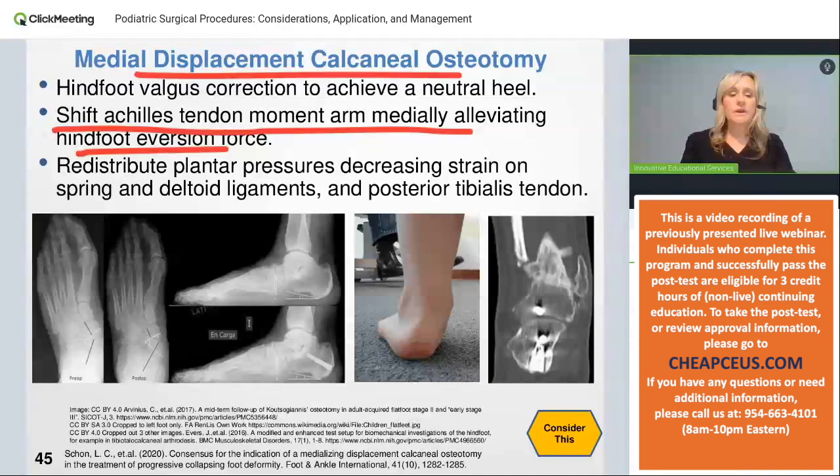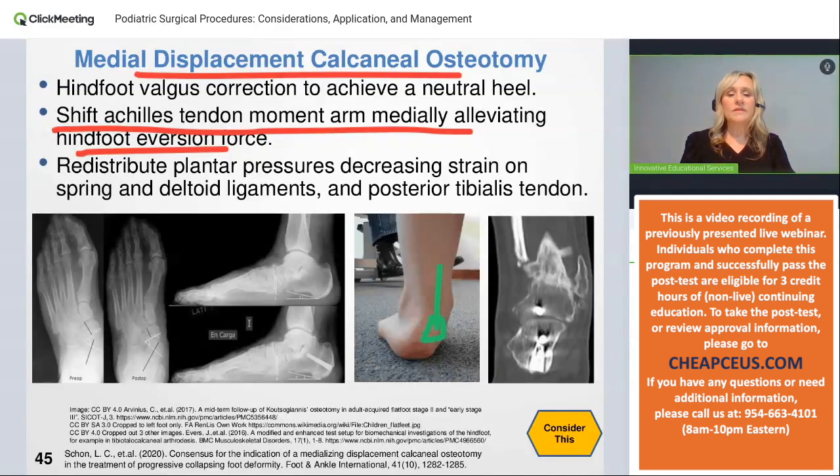So what they're going to come in and do, we'll use blue, no, we use green, is come in, and for that patient, they're going to remove the posterior aspect, small fragment of the calcaneus where the Achilles tendon is inserted, and they're going to move it medially.